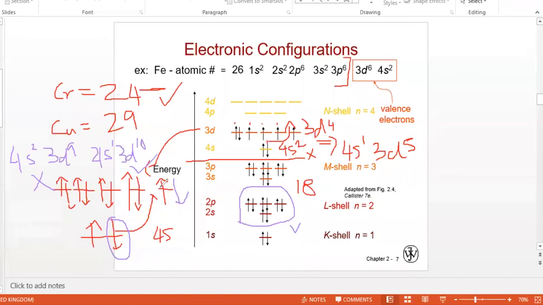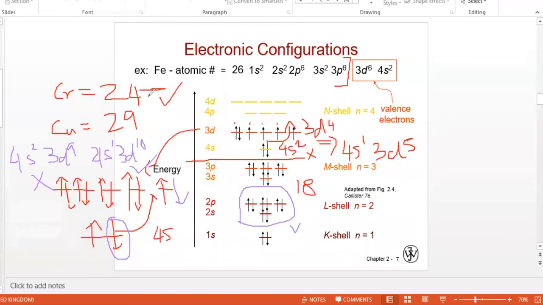Why? Because 3d is now 10, right? So 3s is filled, 3p is filled, 3d is filled. So there is no discussion about 3d now. Only 4s would be the deciding factor of the valence, right? So this is the reason why 29 and 24 are special cases, right?